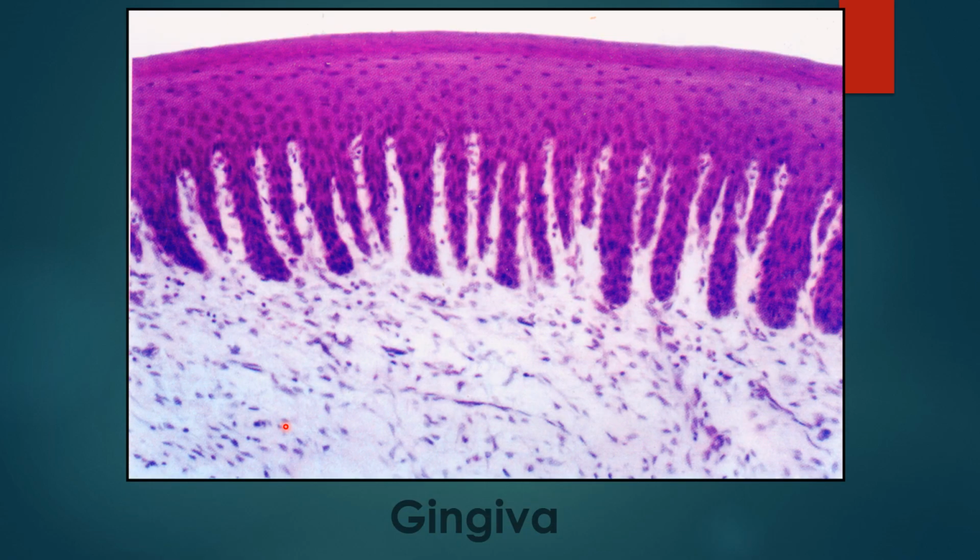Another slide of the gingiva. In this slide you can see the parakeratinized epithelium. Again you can appreciate the surface cells are squamous in shape and they have their nuclei. Another thing you can appreciate is the large number of papillae present in the papillary layer of the connective tissue, and these papillae are tall. Beneath the epithelium is the loose connective tissue.